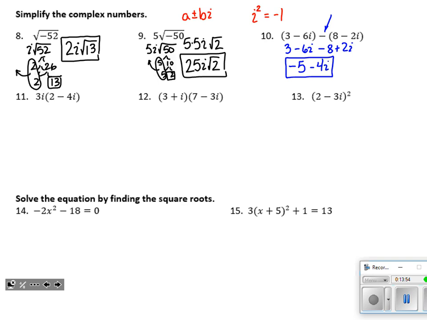For number 11, this one, just as it looks, it's distributive property. 3i times 2 is 6i. 3i times -4i is -12i squared. Don't forget that we're doing i times i as we distribute there. And since i squared is -1, this is like -12 times -1. It's really just a +12. So in a plus bi format, I've got 12 plus 6i for that complex answer.